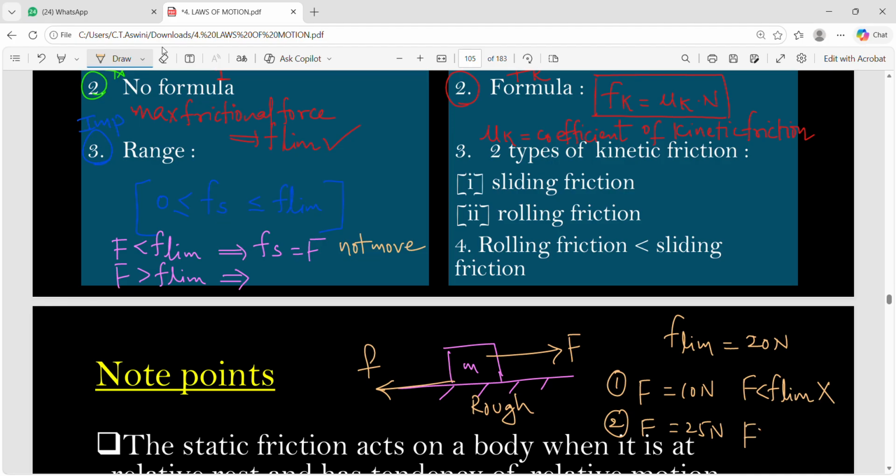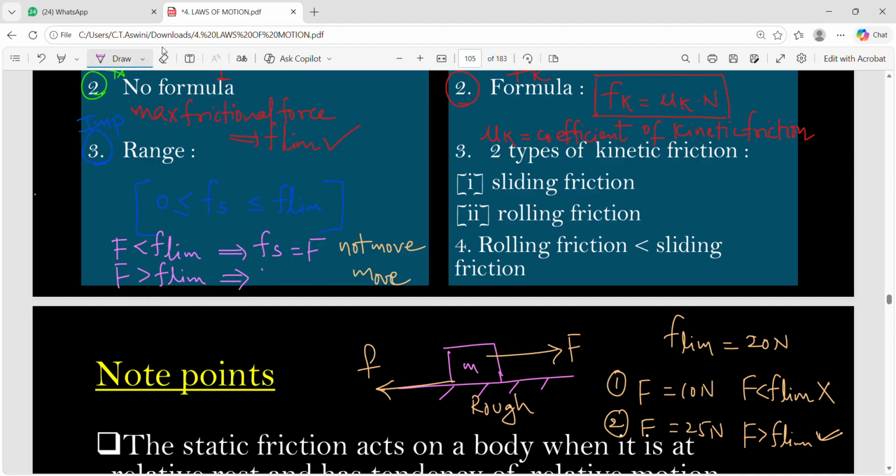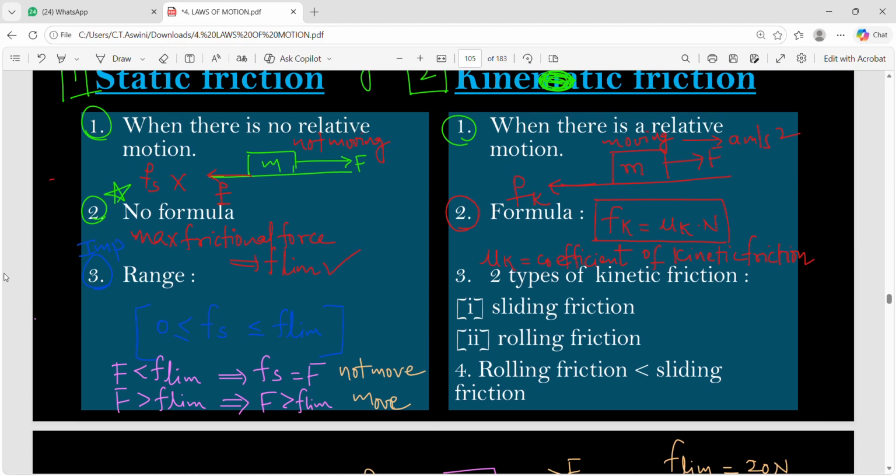So this time what happens? When F is more than F limiting, the body is in motion. So this time the body will move. When will it move? When the external force is more than F limiting. And whenever the body is in motion, we are not going to use Fs. We are going to use kinetic friction, because as I told you in the beginning, whenever the body is moving, we are going to consider kinetic friction.